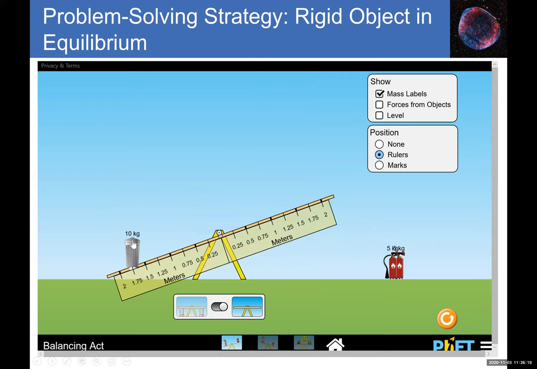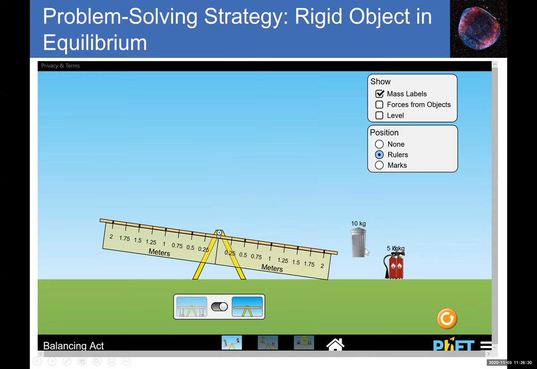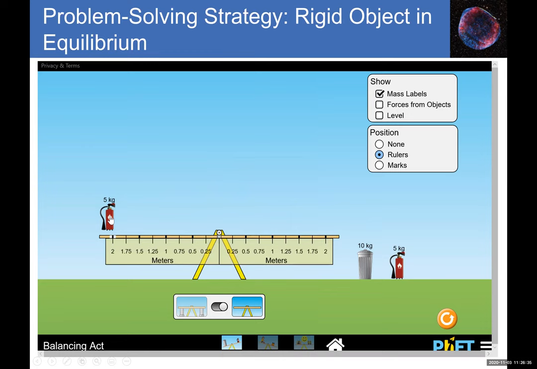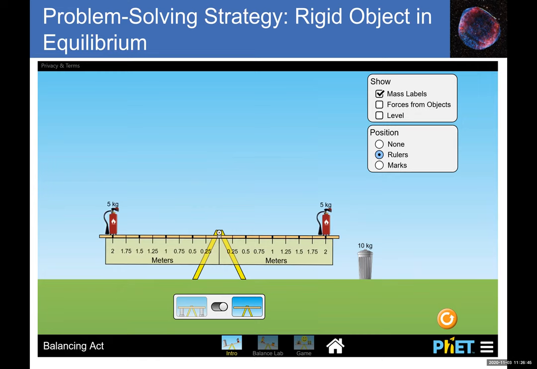Okay. What happens if I put it right here? Well, not right. I guess I can't put it there. I was going to put it at the pivot point, but let's say I take this one and put it at 2 meters. So it goes down. What if I take this one and put it at 2 meters? It's balanced again. Why? Because all of my forces are canceling each other.